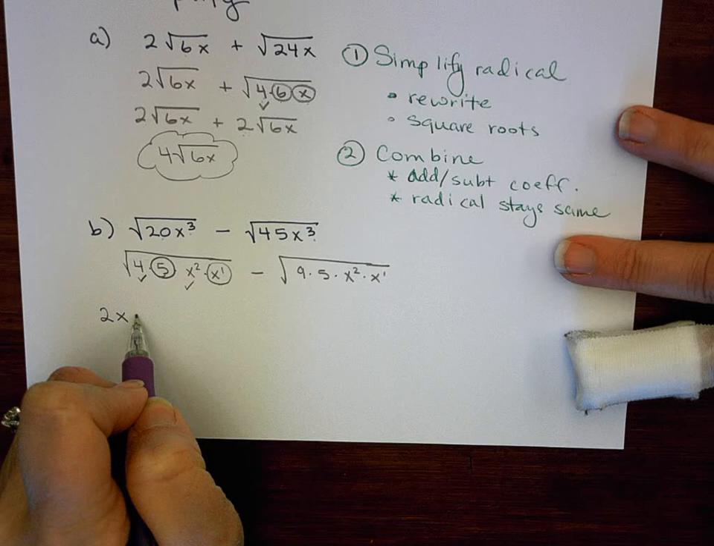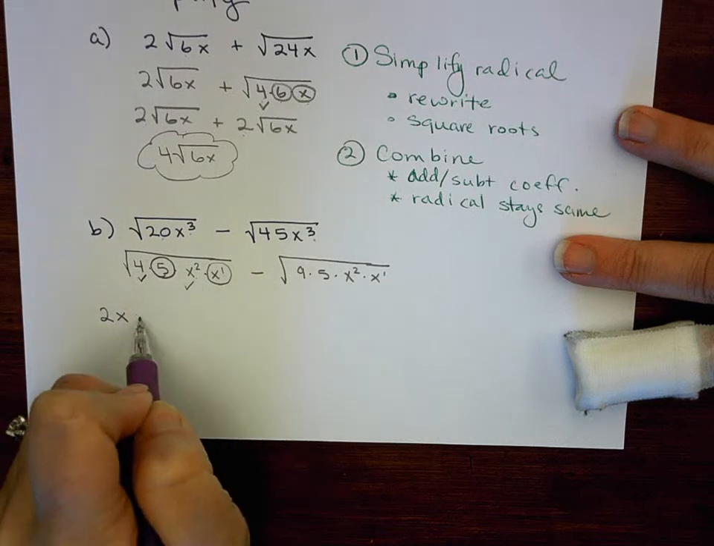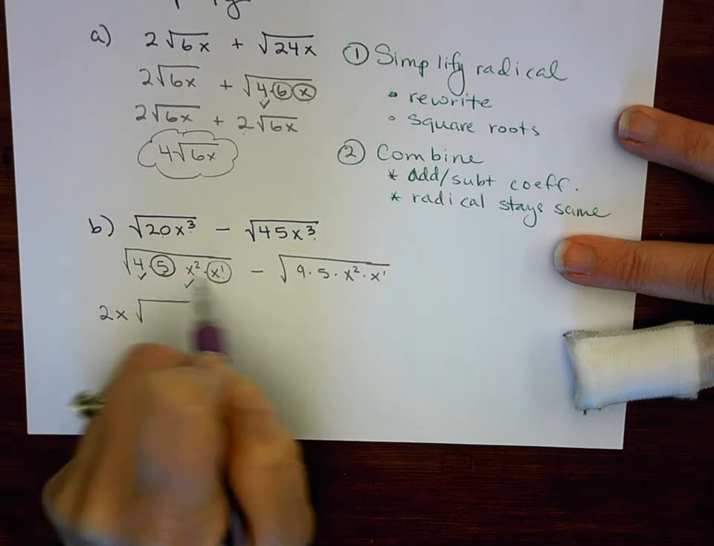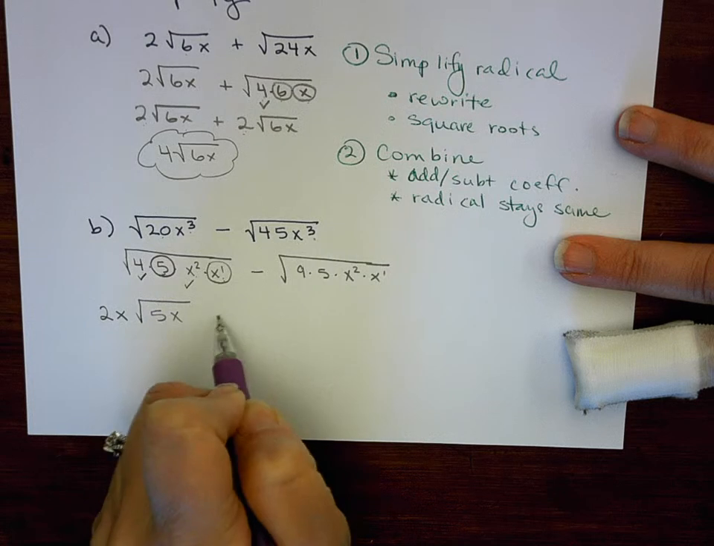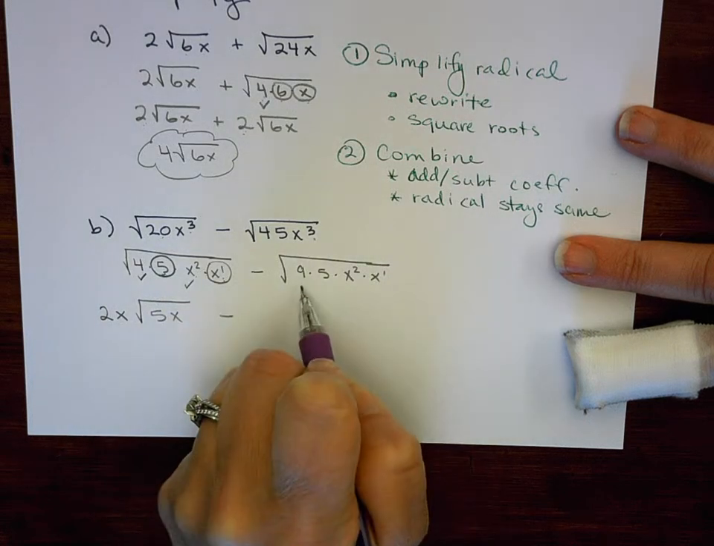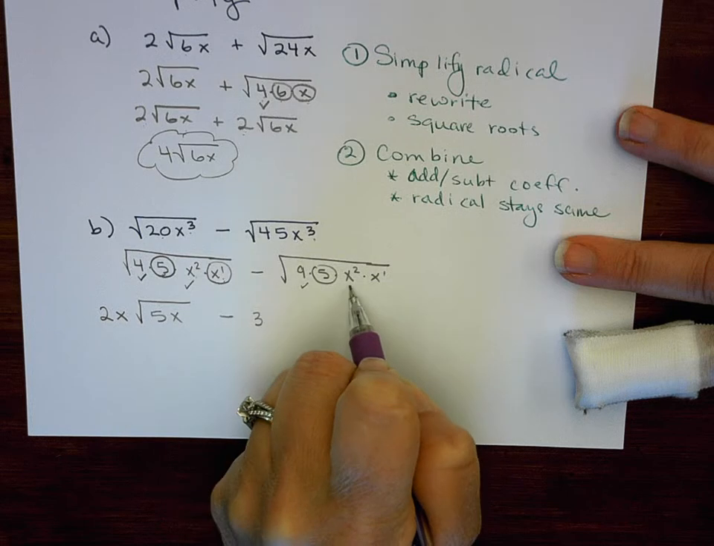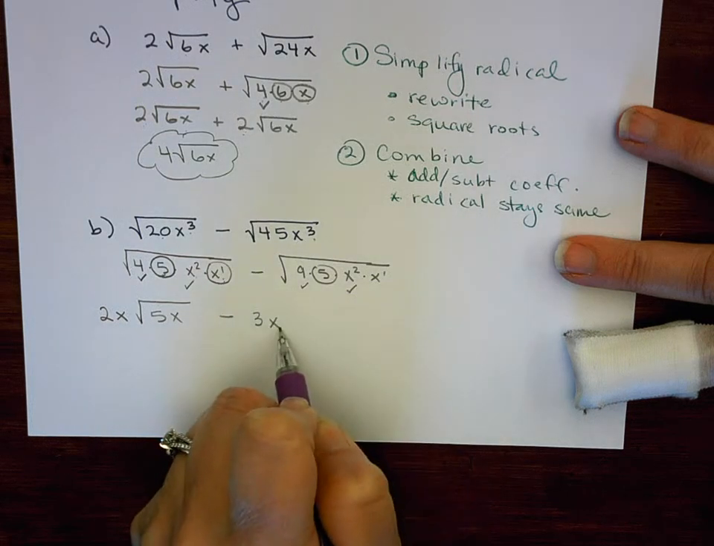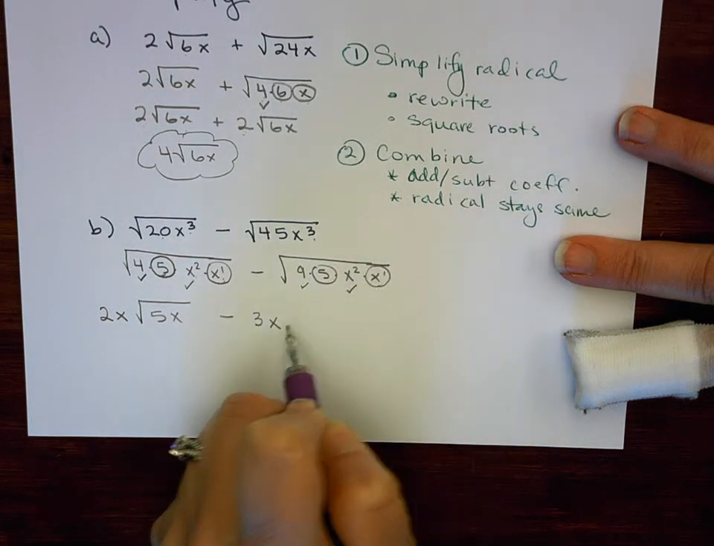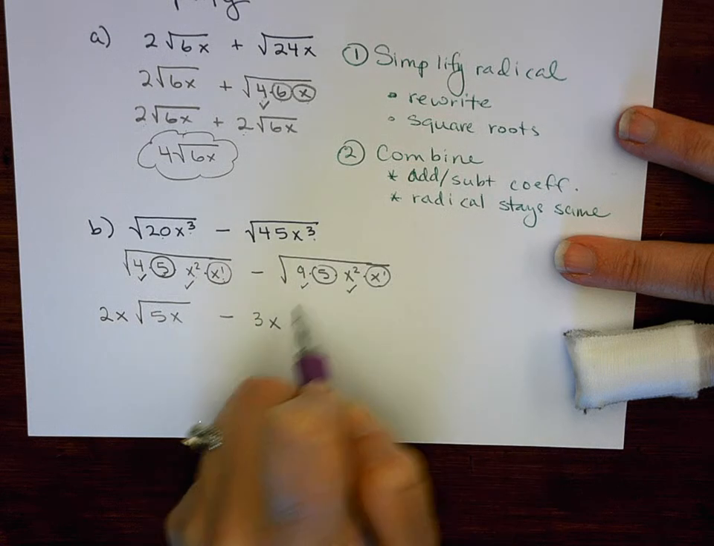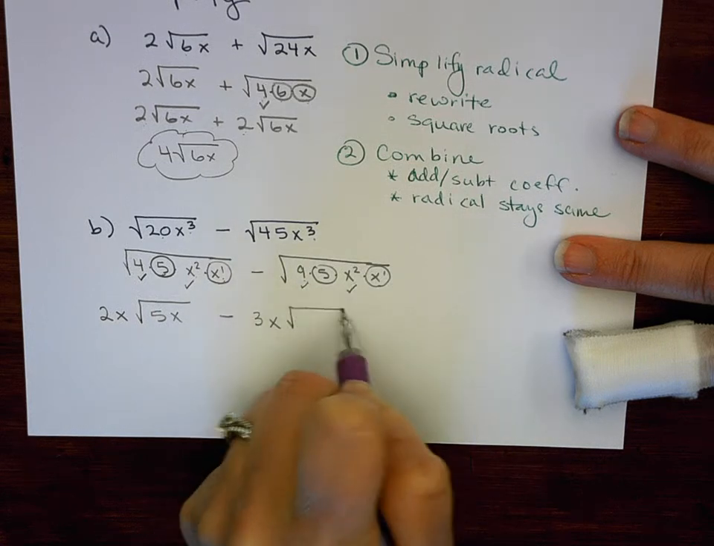And so then this would be 2x. I reduced both of those, but I can't, so 5x. Move on to the next one. So the square root of 9 is 3. I don't know the square root of 5. The square root of x squared is x. And I can't do the square root of the odd power. So then this would be 3x, what I can't take the root of.